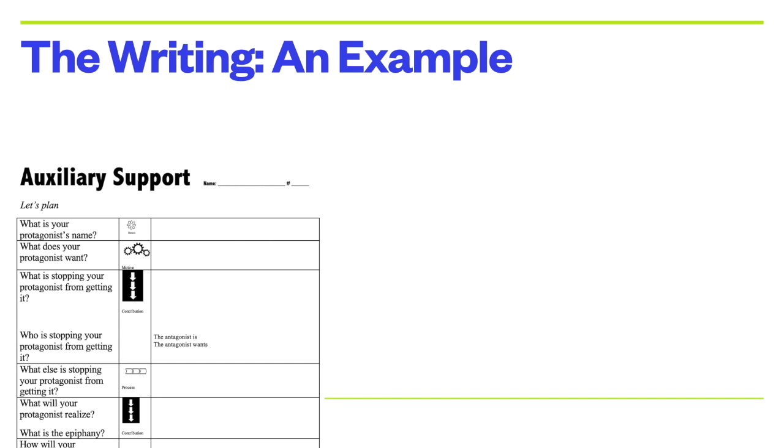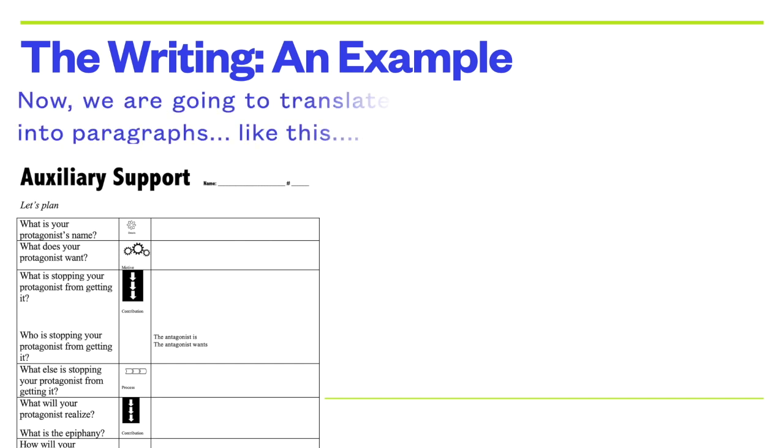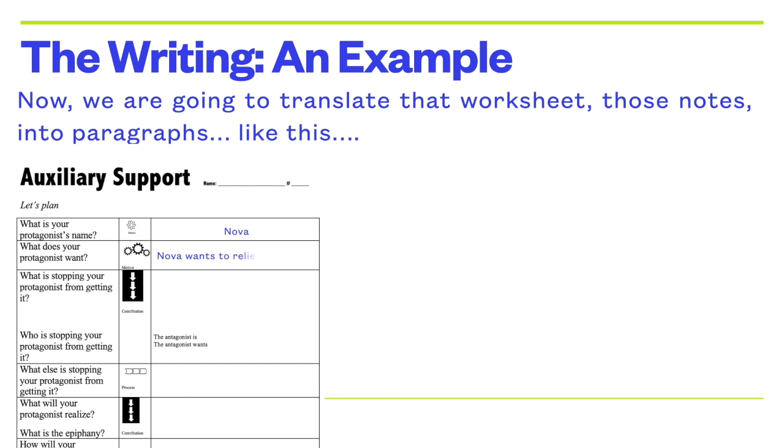Okay, now let's look at my example. So now I'm going to show you how to translate that worksheet, those notes, into paragraphs like this. But first, let me tell you mine. My protagonist's name is Nova. And Nova wants to get rid of her guilt. She doesn't want to feel guilty anymore. She's carrying this weight of something that she wants to tell, right?